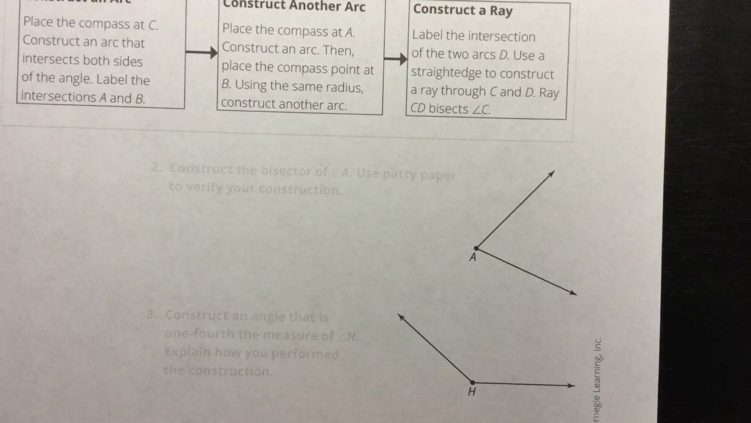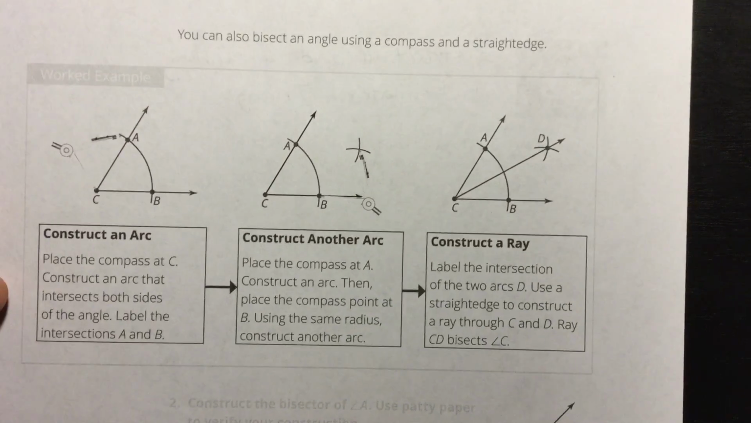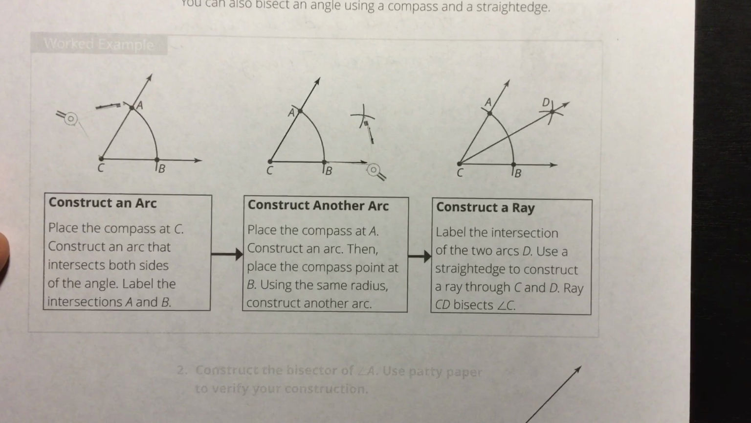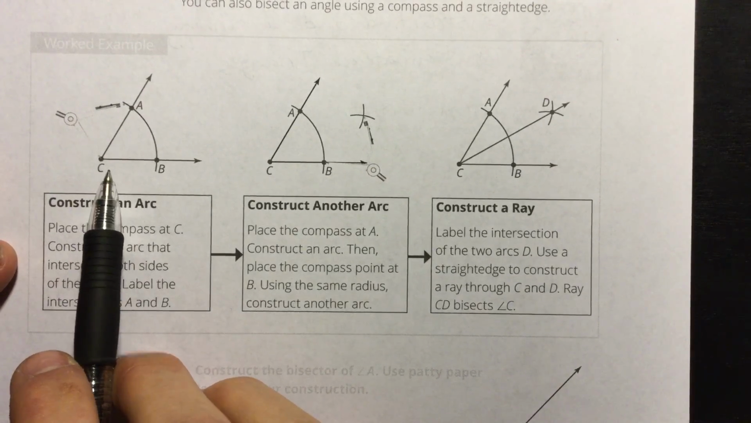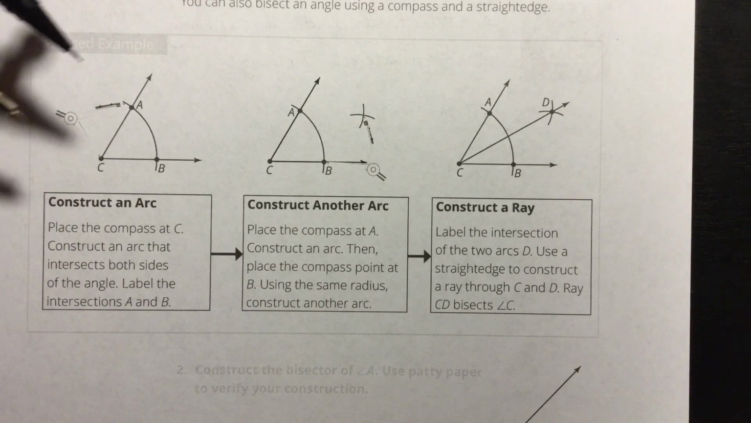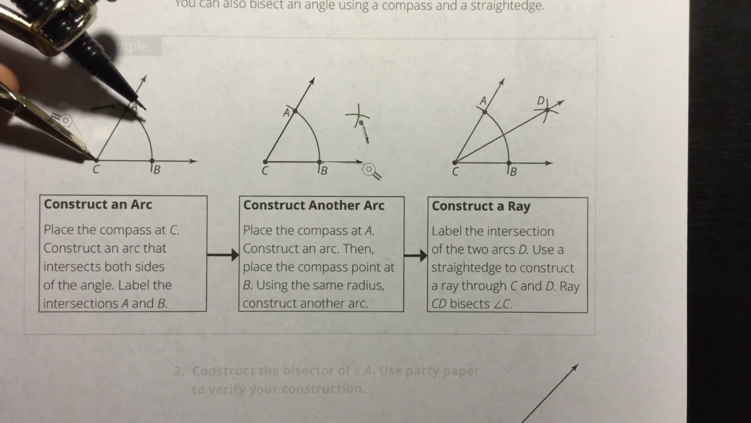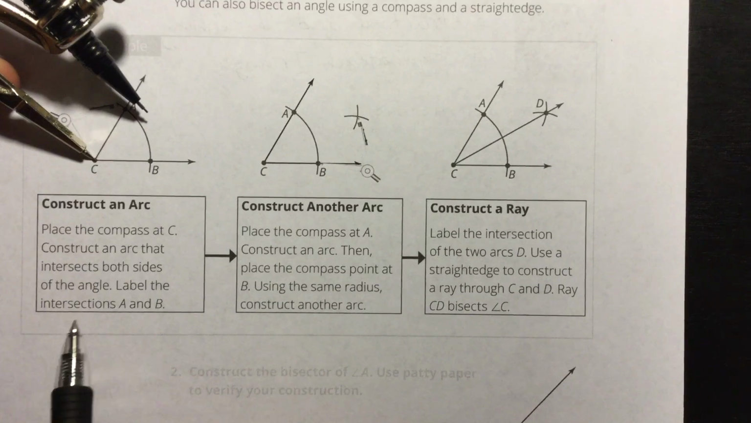Okay, on to the next thing. You can also bisect an angle using a compass and a straight edge. That's what it says right up here, and here's the example. You construct an arc, place the compass at C, so that's the point of your compass. If I were to give you a physical example, here's my compass. You put the point on C, you make an arc that intersects both sides of the angle, and label the intersections A and B.